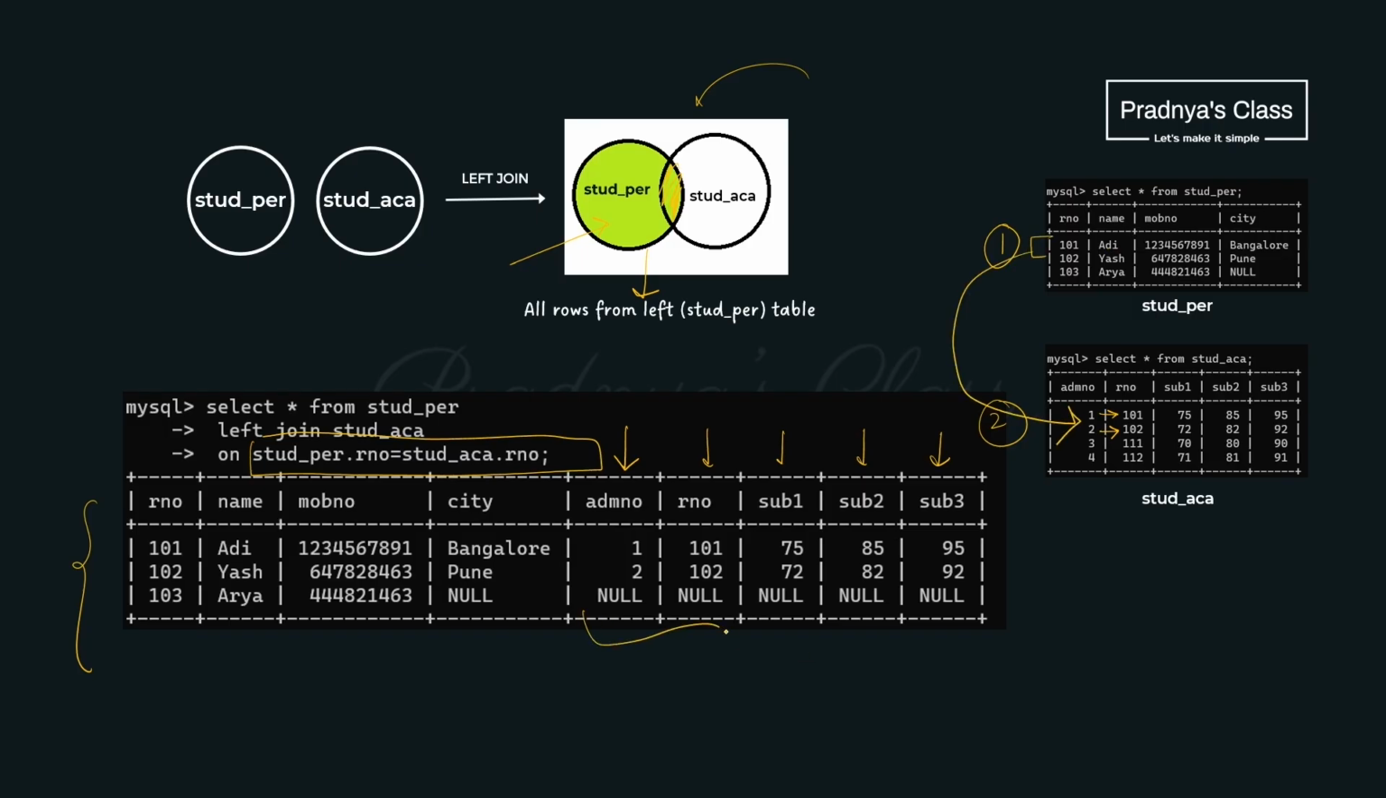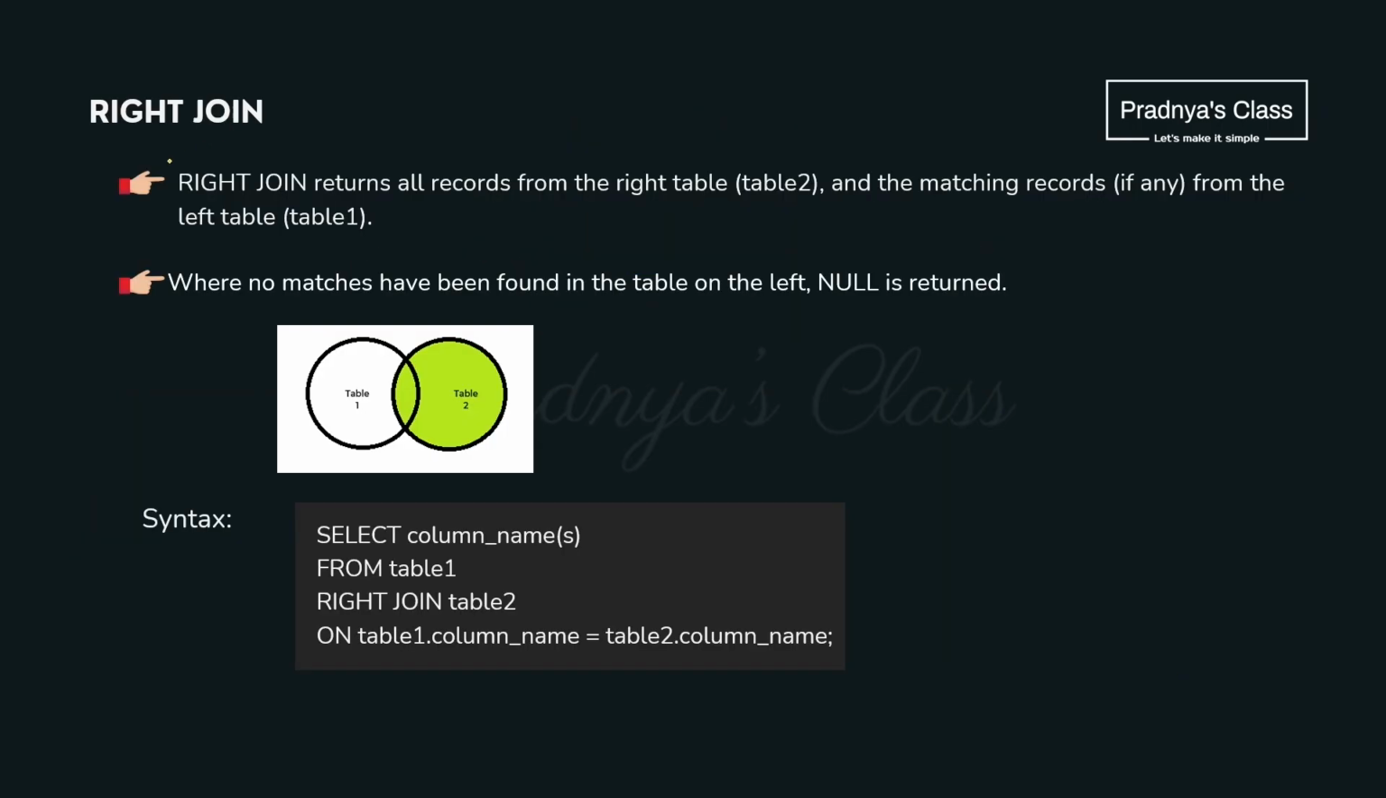But what if you don't have the values for that matching record in the second table? Then null will be returned. You might have noticed that roll number 103 is not present in the second table, that is the right table. The reverse of it is a right join. It will extract all the data from the right table and only the matching from the left table. Syntax is the same, only the difference is right join.